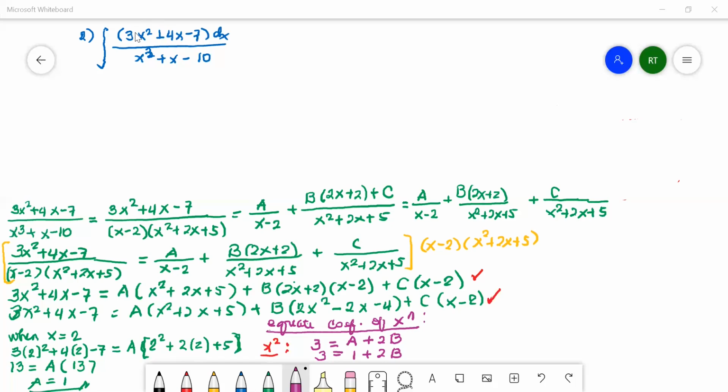And if we transpose 1 to the other side of the equation, that will give us 2b is equal to 3 minus 1, which is 2. Therefore, b is 1. We have a is equal to 1 and b is equal to 1. But there is another constant c. So this time, we can equate coefficients of x.